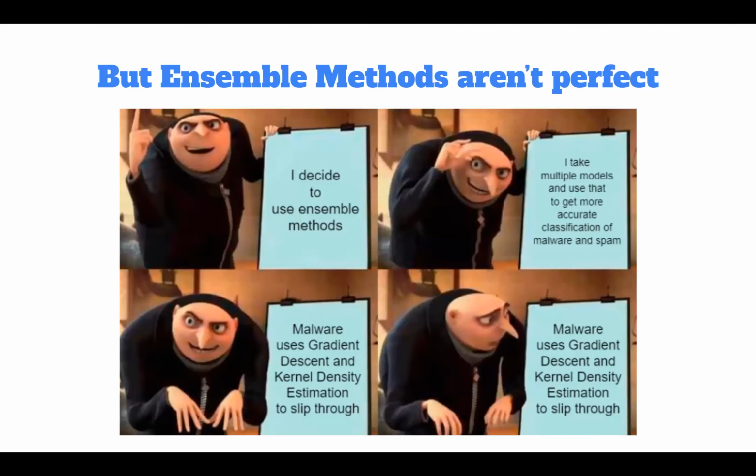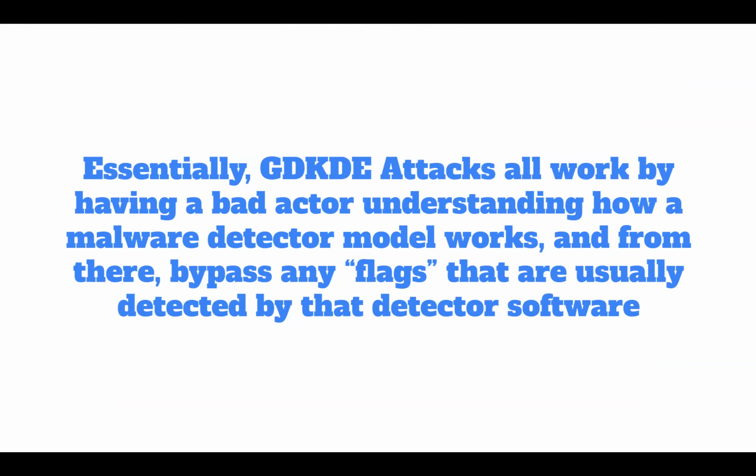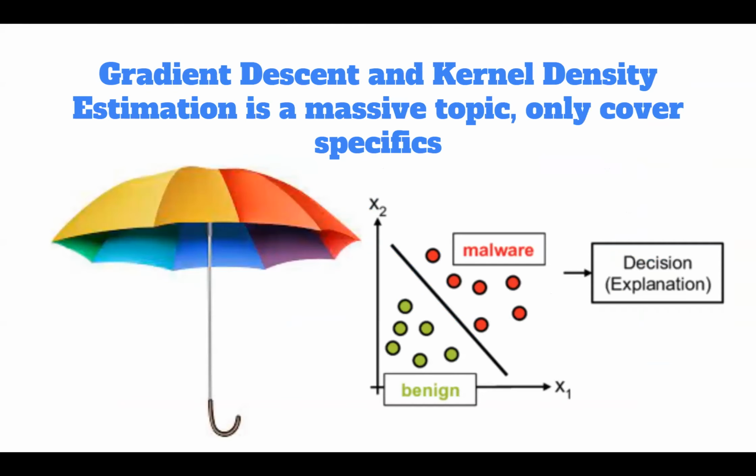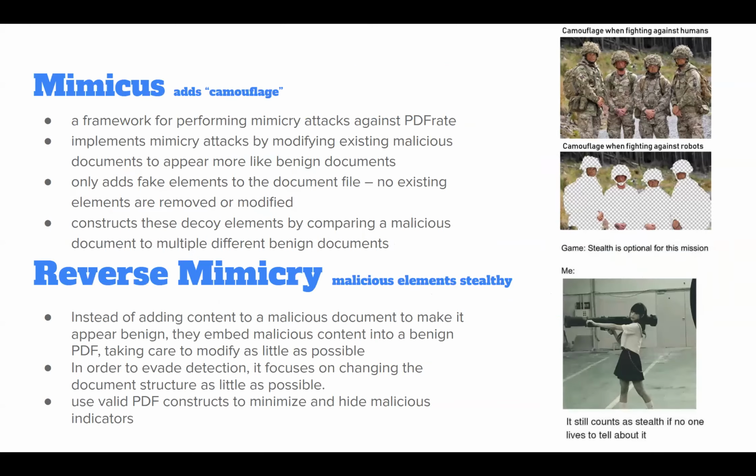This talks about the general problem of ensemble methods. Your ensemble methods can work great, but if someone were to get a deeper understanding of your actual ensemble method, in particular for classifiers, and determine where that decision boundary lies, some bad actors would be able to mimic what a benign file is, slip through, and get malware onto your system. And this is pretty much a summary of what I just said. Something I want to specify is that GD and KDE attacks are a massive topic, but for the purpose of this class, we're only going to focus on mimicry and reverse mimicry, which they will talk about right now.